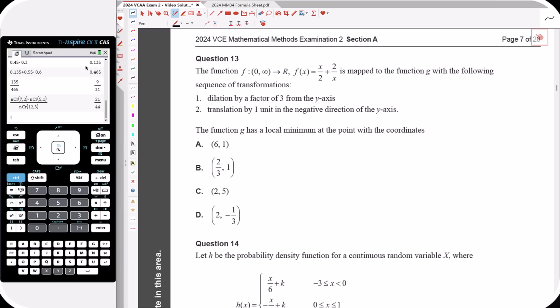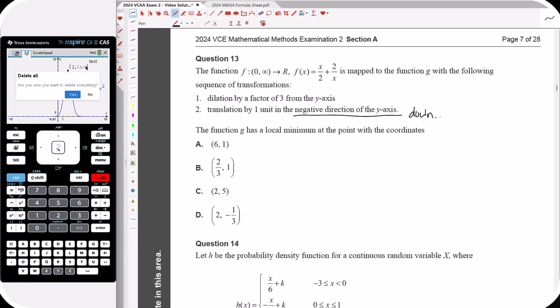Okay, so we actually don't need to transform the whole function, because if all we're doing is dilating by a factor of 3 from the y-axis and translating down, apologies, negative y-axis, and translating down, that's not going to actually change it. The minimum value of the original function will still be the minimum value of that transformed function. So actually we can just find the minimum value of this function here. So we can just do it graphically.